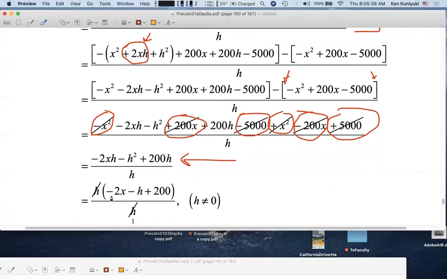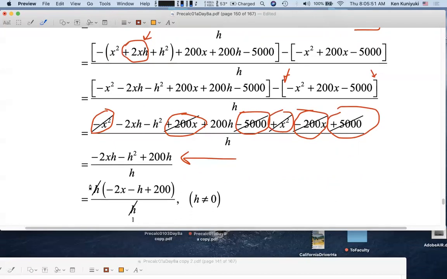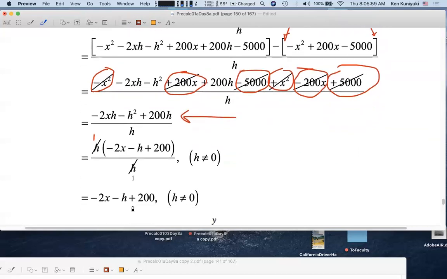h times the quantity, when you factor, you divide: negative 2xh divided by h is negative 2x, negative h squared divided by h is negative h, plus 200h divided by h is 200, all over h. H divided by h is 1, provided h is not 0. That's a hidden restriction here. So finally we get negative 2x minus h plus 200, provided h is not 0. So we don't want h to be 0, but when we do derivatives in the next section, we're going to let h approach 0.